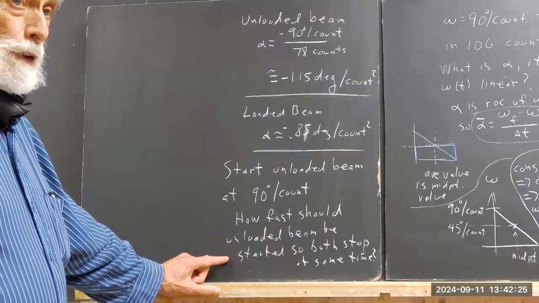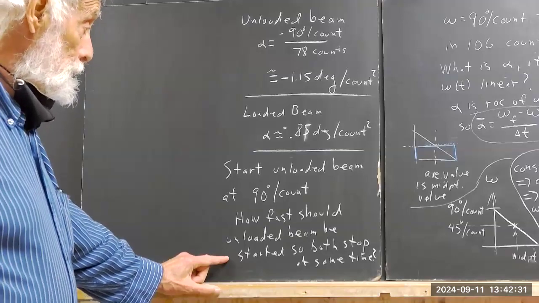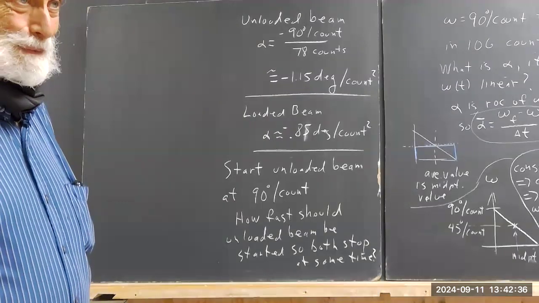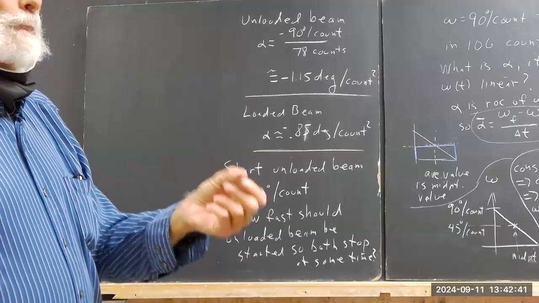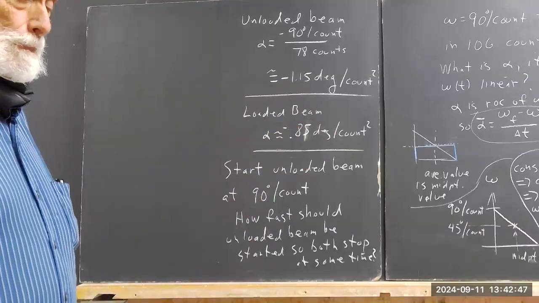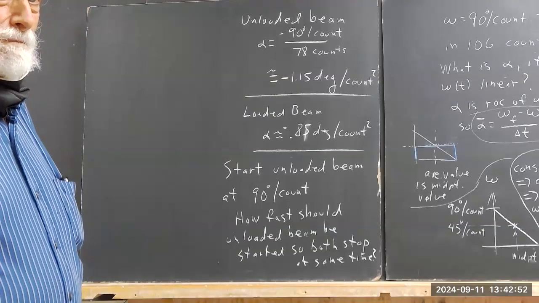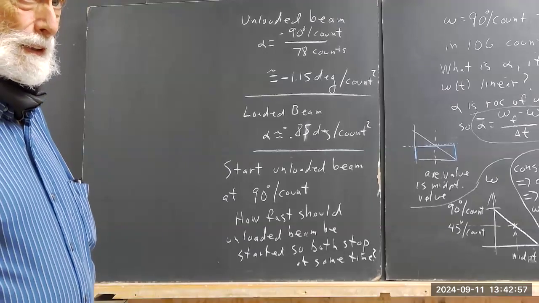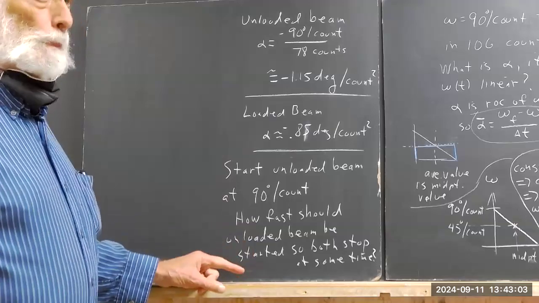Now, I don't know how we would manage to start the second beam at 90 degrees per count. We don't have a mechanism to get the beam moving at a given angular velocity, and it would be an engineering problem to create an apparatus that would do that. It'd be a little bit involved. You'd have to have a servo and calibrate it and all that. No, we're not going to do that, obviously. But theoretically, it could be done.